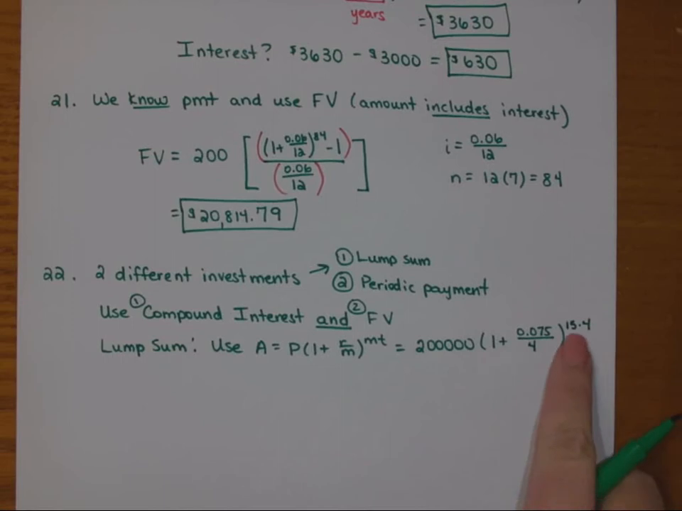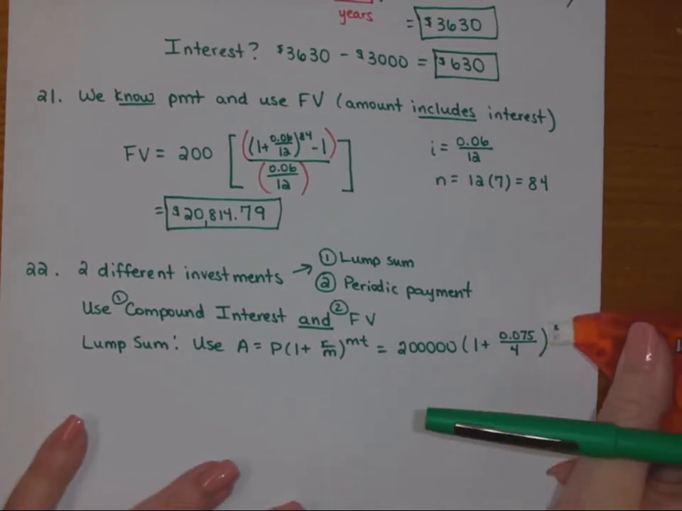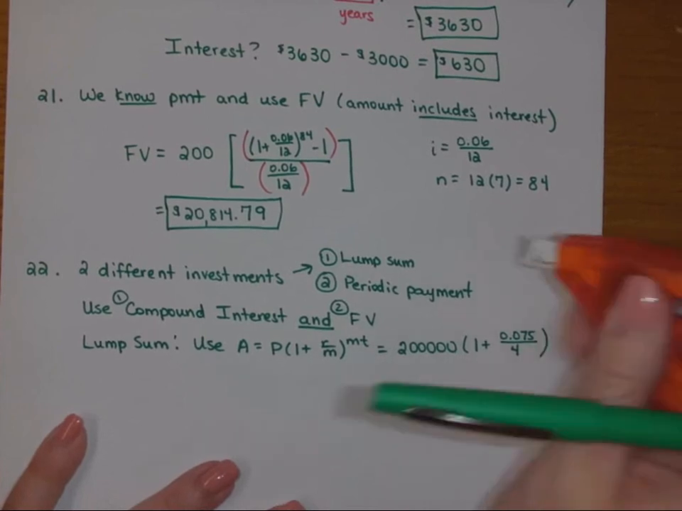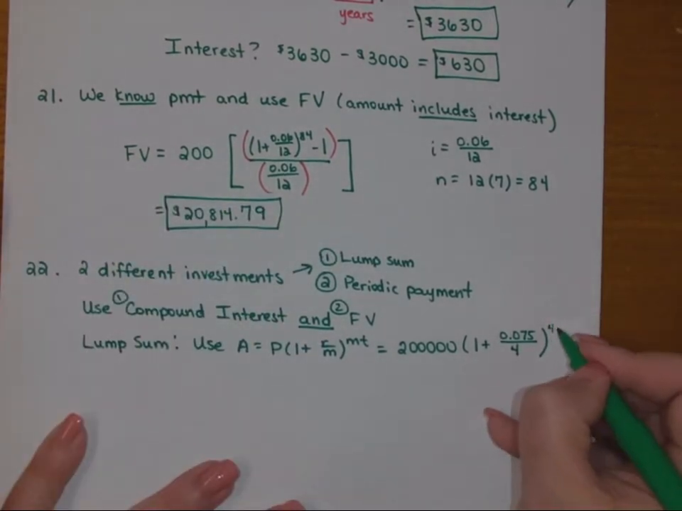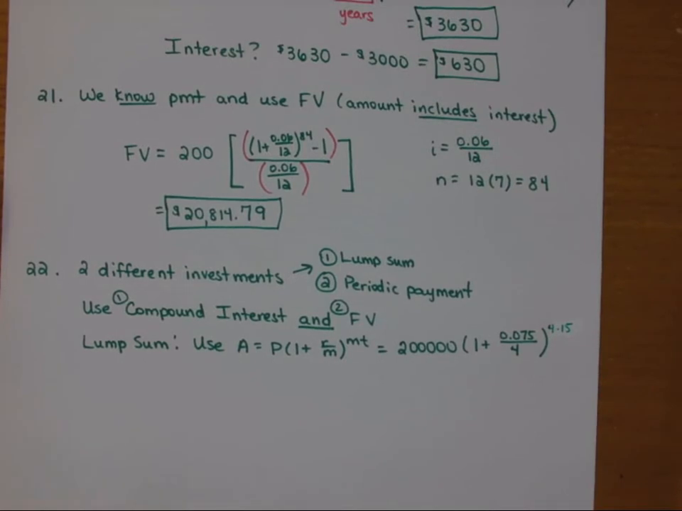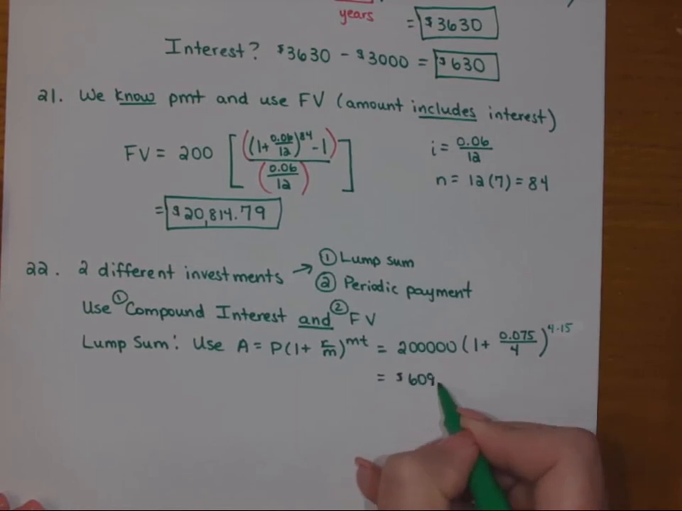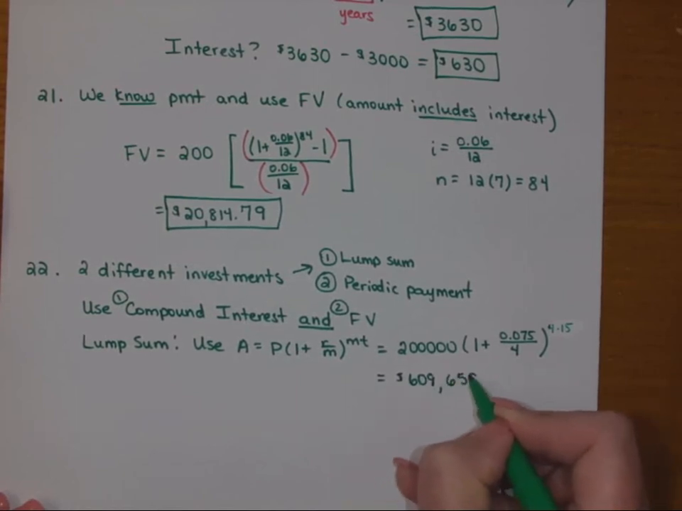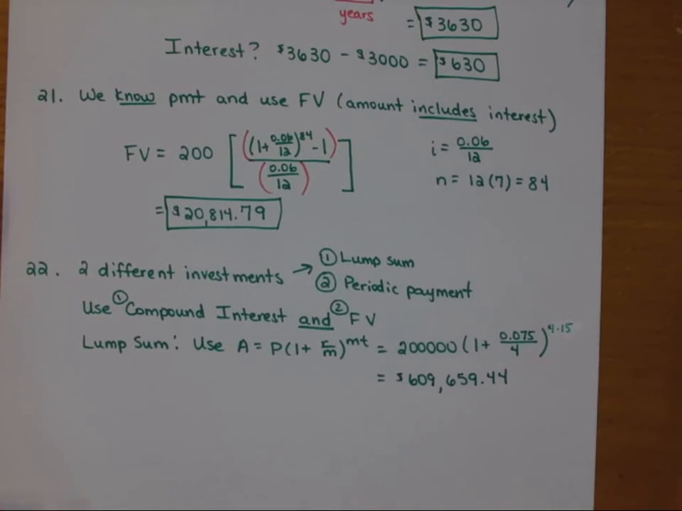Notice I did 4 times 15. Technically, if we did it in order, it should be 4 times 15, right? So m is 4 because it's 4 times a year, since it's quarterly, and then 15 is the number of years. What you end up getting here is actually quite high, $609,659.44. I'm not going to circle that because this is only investment number 1. I still have to find investment number 2, and I have to use the future value formula.